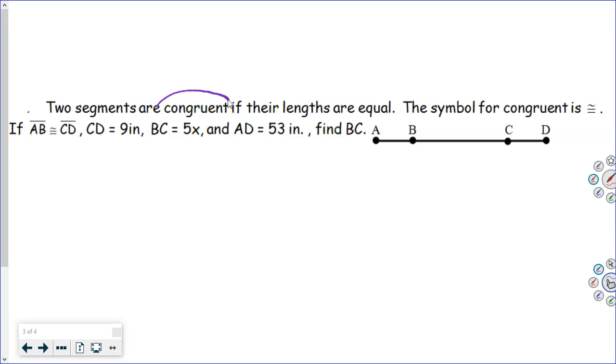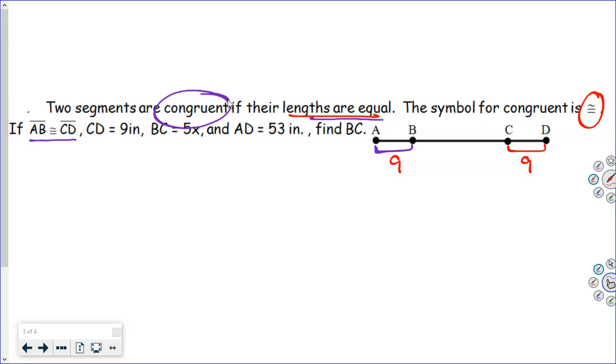So notice we have this word congruent. We are noticing that that means that those lengths are going to be equal. We have a symbol here that we need to recognize. It looks like an equal sign with a squiggle on top, and it gives us some information. It gives us that AB is congruent to, or equal in length to, CD. So we know CD is 9 inches. So from here to here is 9. That means that this to this is also 9.